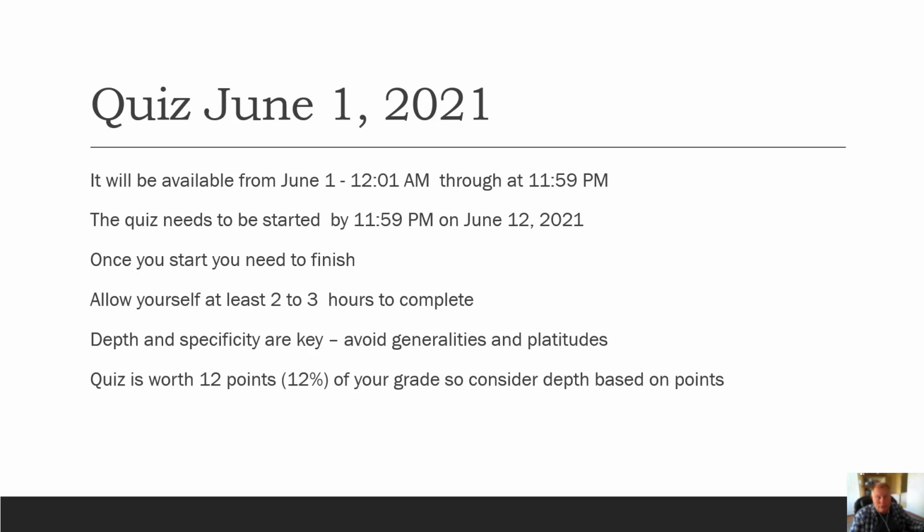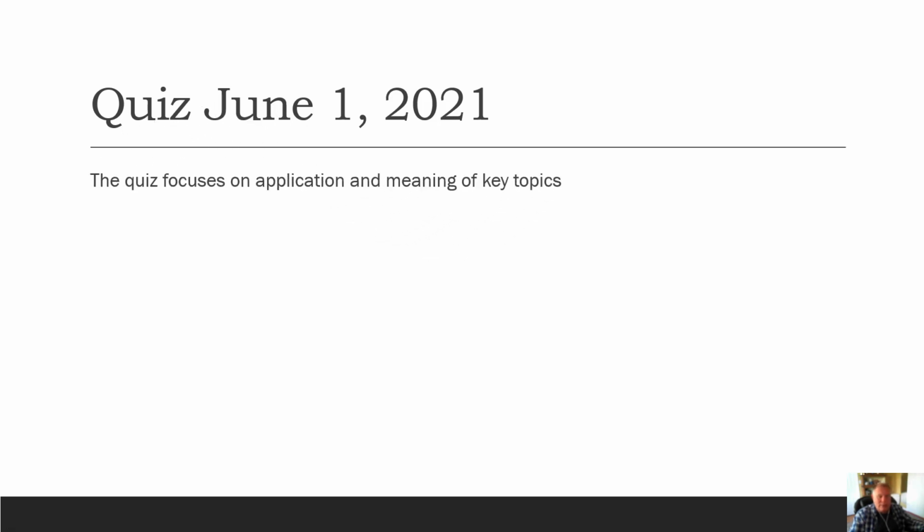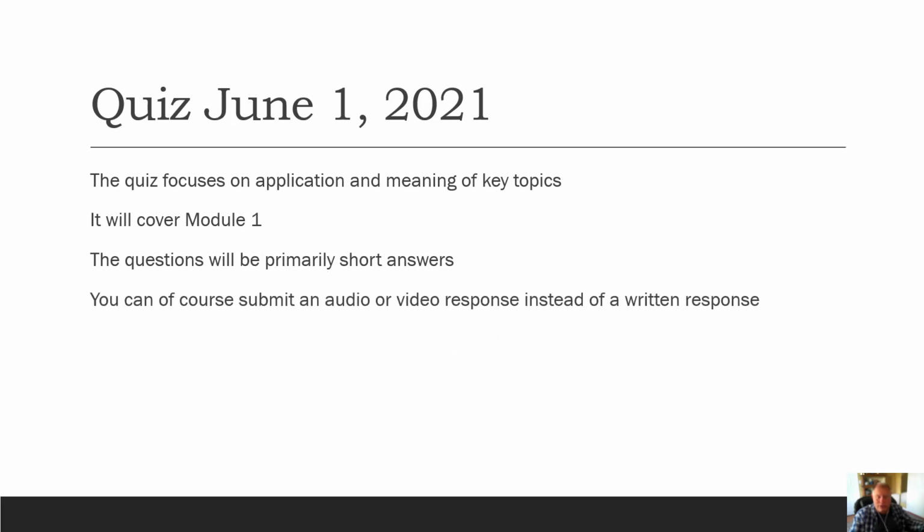And it is important for you to review your work, because sometimes when you review your work, you realize what mistakes you made. Just like when you go to look at the actual slides, you're going to find that I caught this little goober here of the 12th. It's really June 1st, and I fixed it in the slides. The quiz focuses on application and meaning of key topics. They'll cover Module 1. Questions will be primarily short answers. You can, of course, submit an audio or video response instead of a written response. That's fine, too. So we got the quiz, which is June 1st.